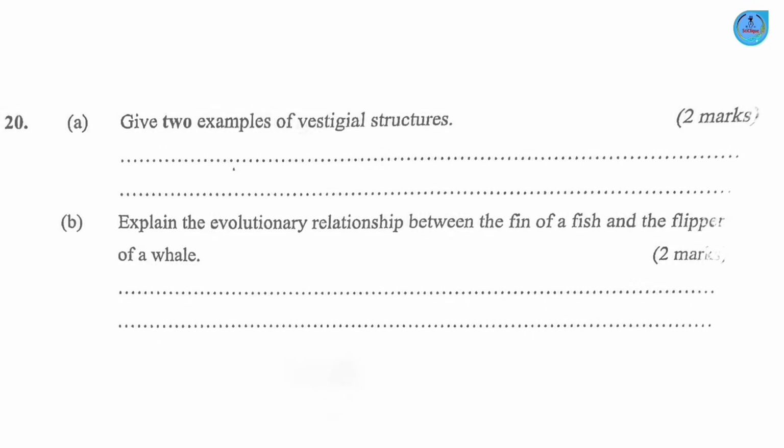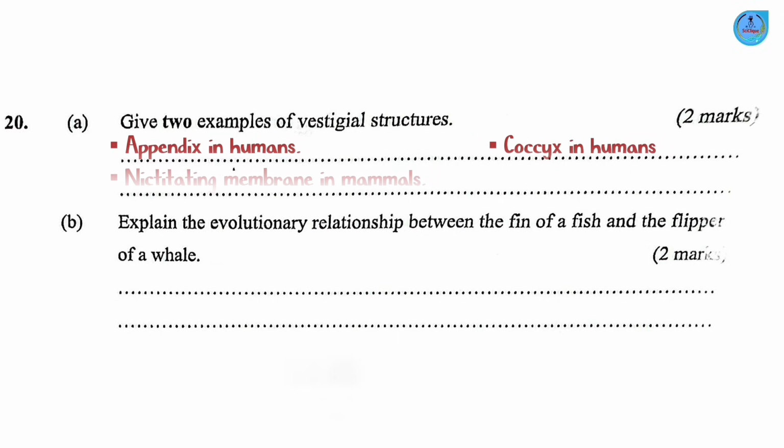Moving on to question number 28. Give 2 examples of vestigial structures. Okay, now we have several vestigial structures in different organisms. So for example, in the case of humans, we have an appendix. We also have the coccyx in humans. We have the nictitating membrane in mammals, although the nictitating membrane is present in some mammals.